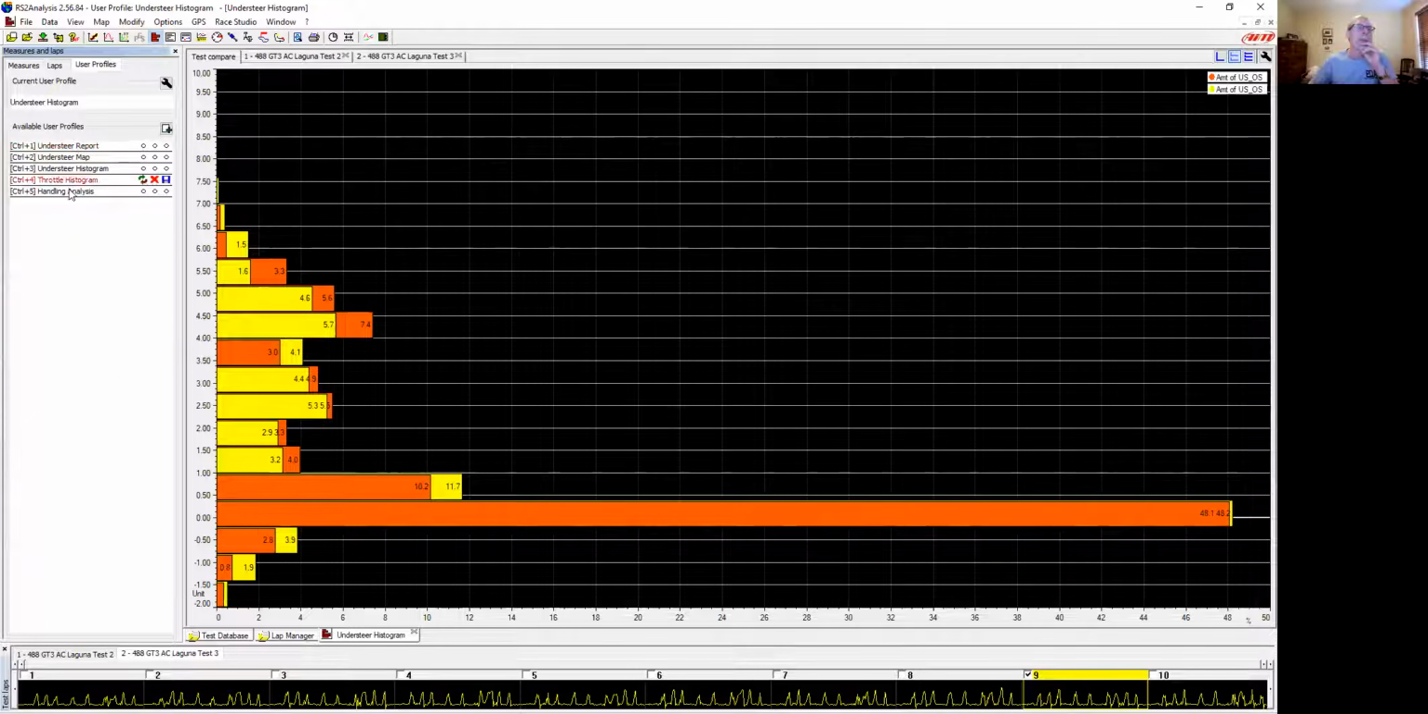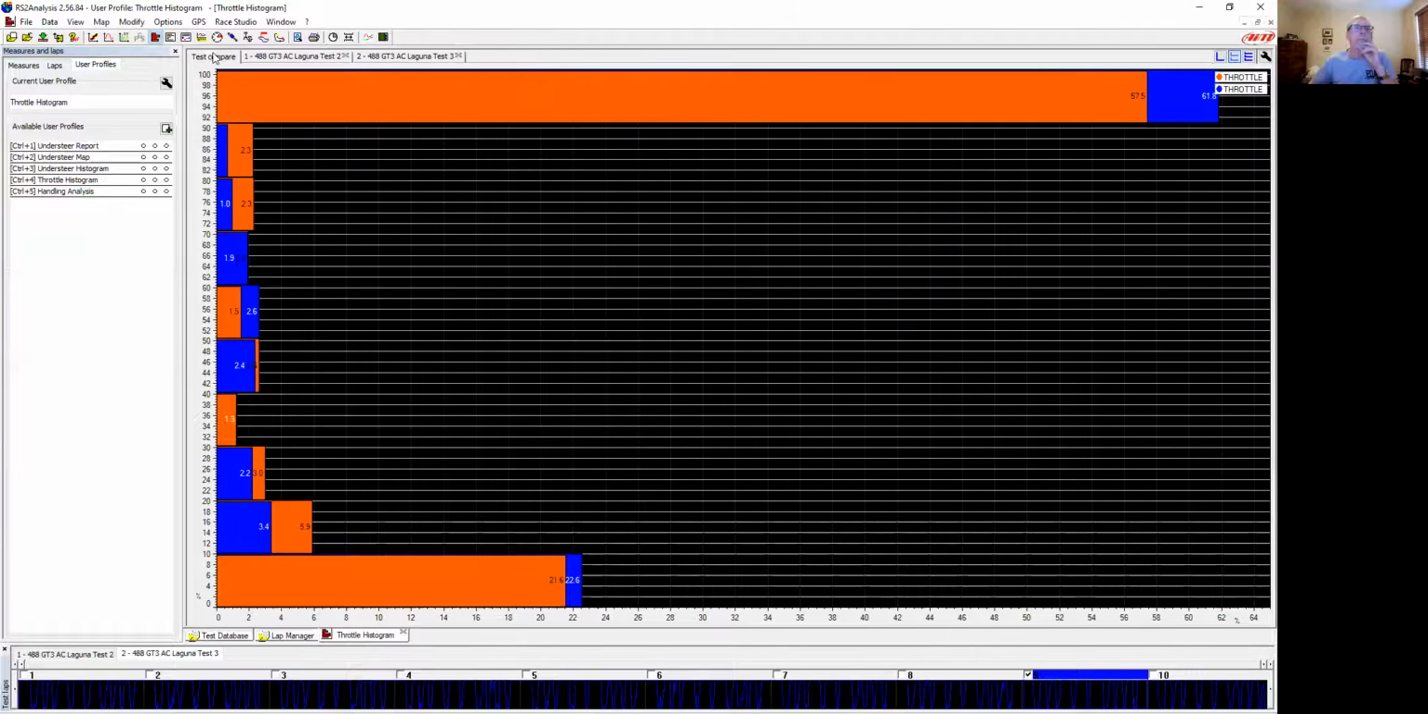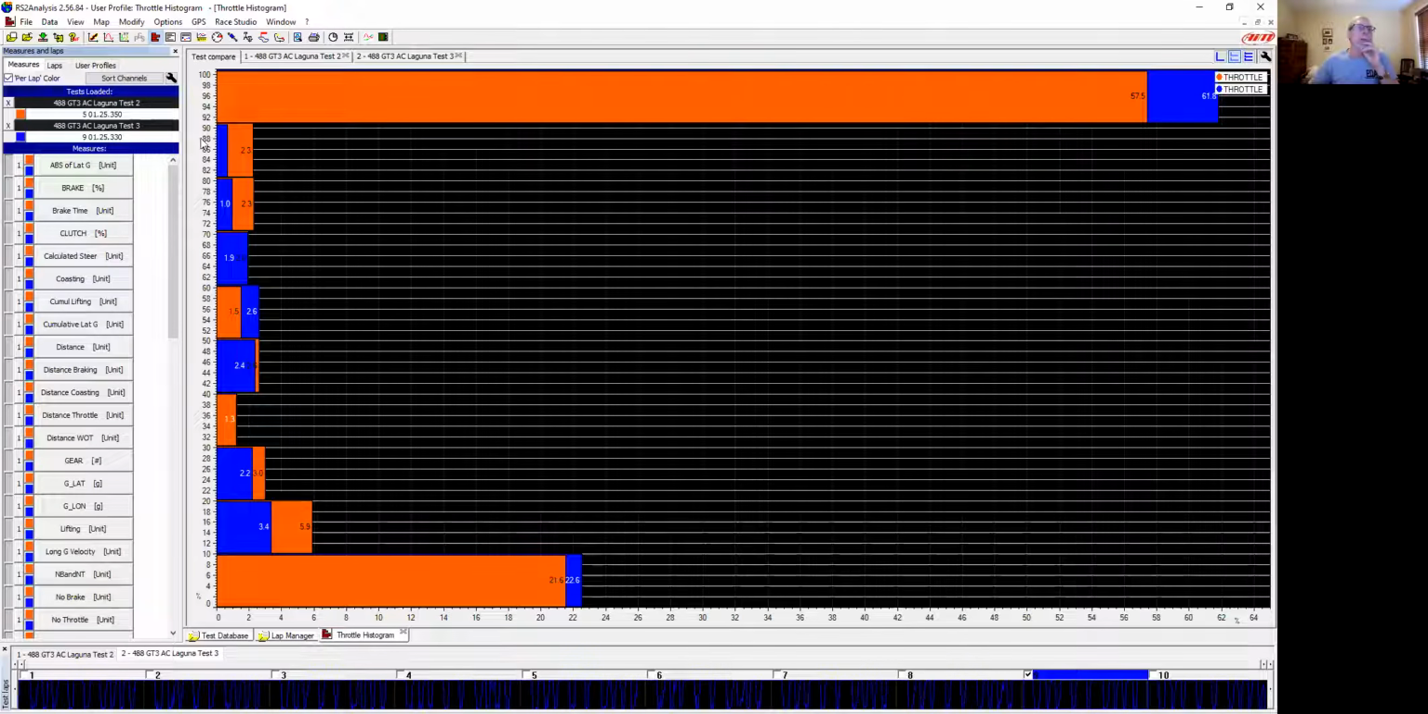And then the throttle histogram. So the blue is the faster. So actually, got quite a bit more full throttle, so that's good. Less time spent in the 70 to 90% range. But that's pretty good. I'm happy with that.